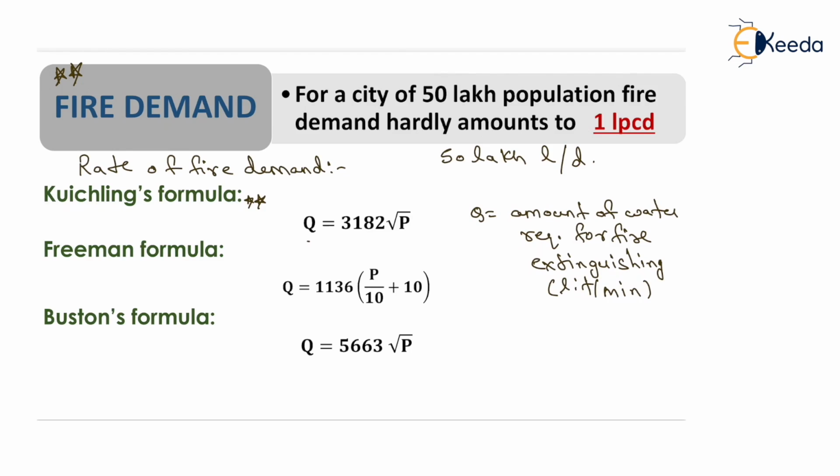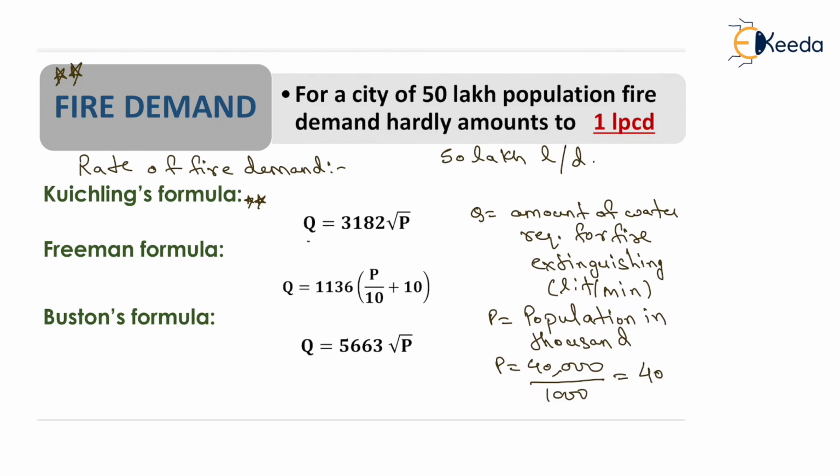Now the value of P here is equal to population in thousands. What is population in thousands? Suppose that the population of a city is 40,000. If we want to compute the value of P, we just need to divide that population by 1000, and we will get the value of P as 40.